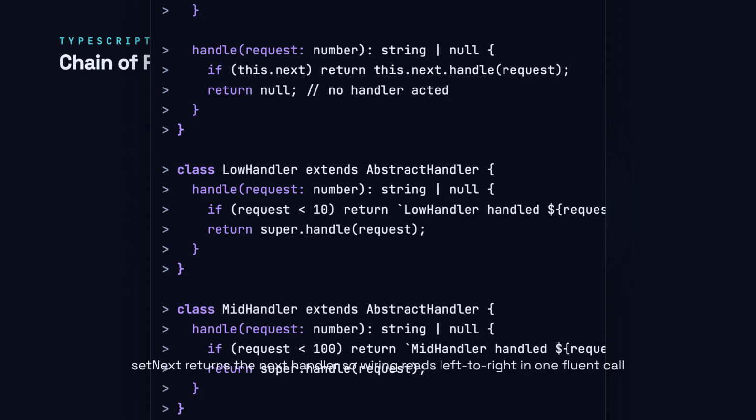Low handler overrides handle. If the number is less than 10, it acts on it. Otherwise, it calls super.handle to pass the request forward. Mid handler does the same for numbers under 100. High handler always acts, making it the final catch-all.